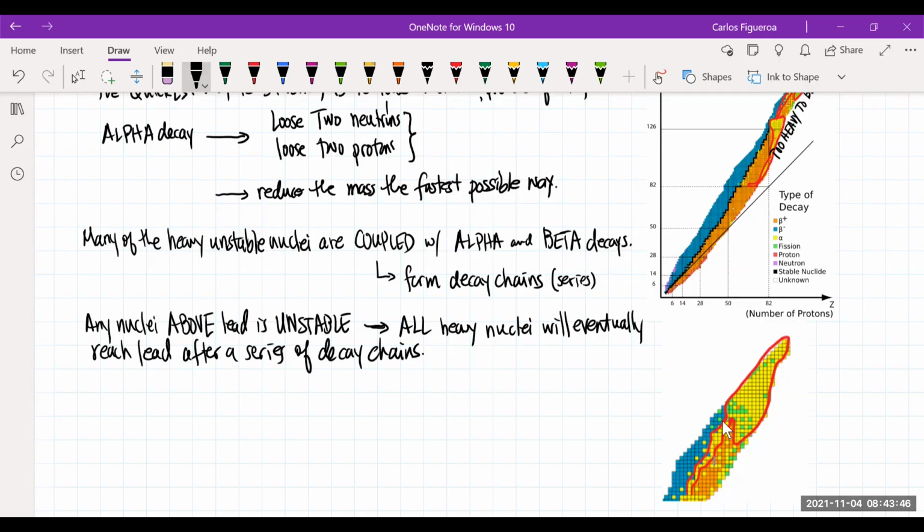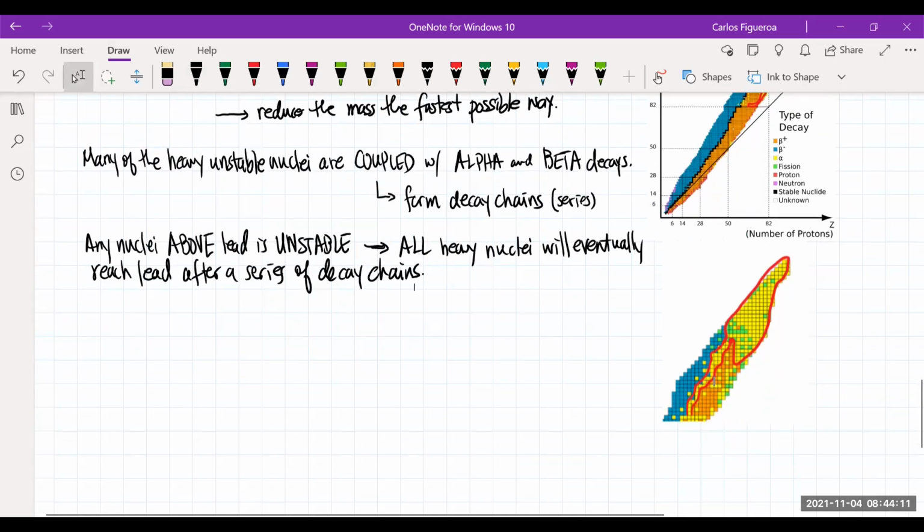And he's a fascinating guy, but this is really not the place to talk about him. So all heavy nuclei eventually reach lead after a series, right? Because they're all radioactive. So this is why I'm making that statement. And so what we're going to do here is look at a decay chain that follows right here. So we want to start at uranium-235. So here's what we know.